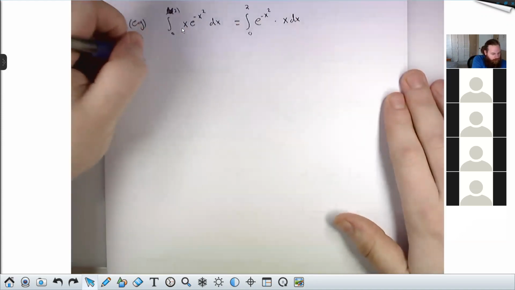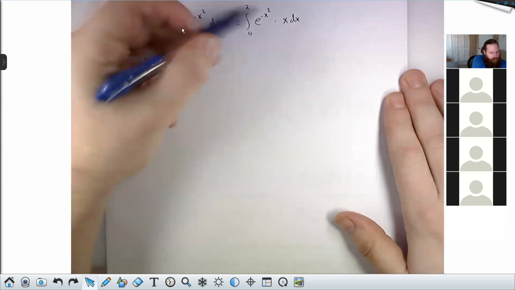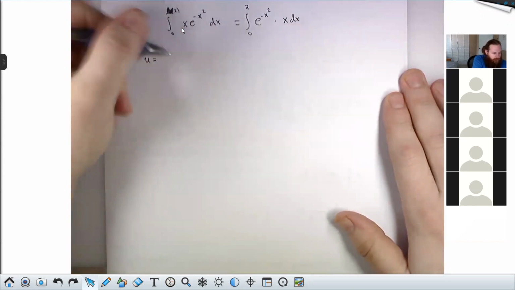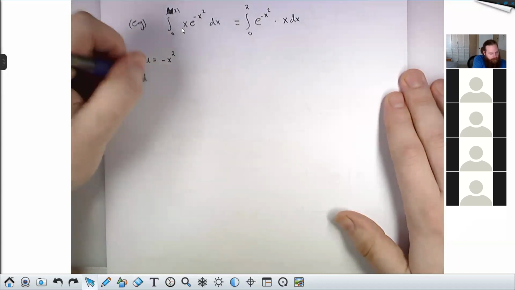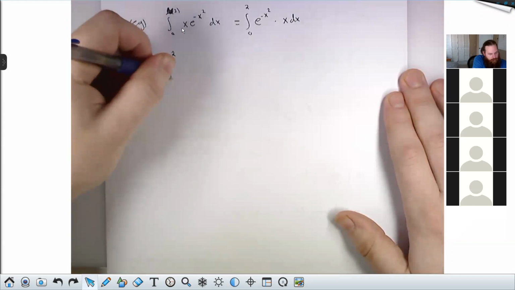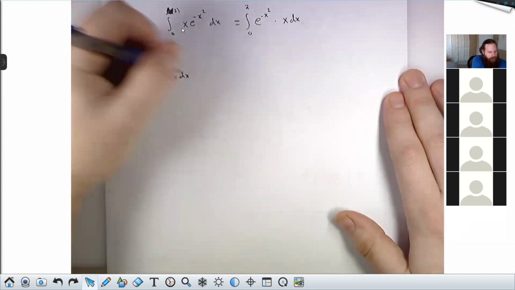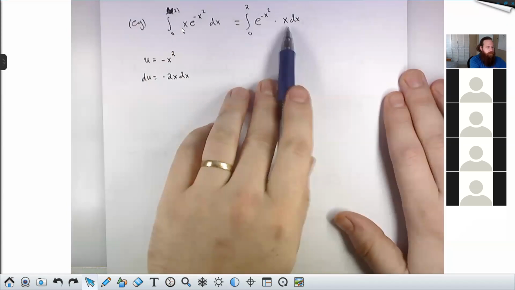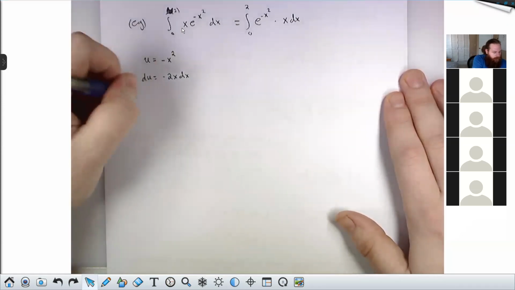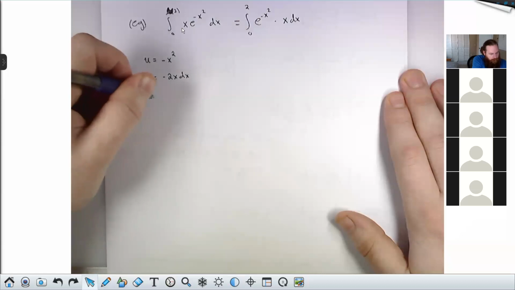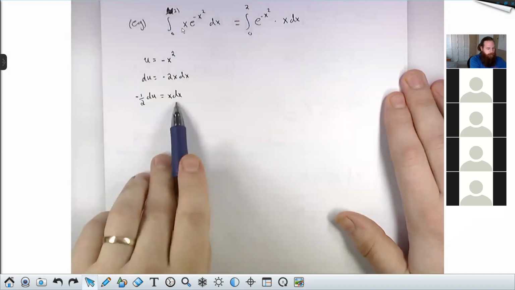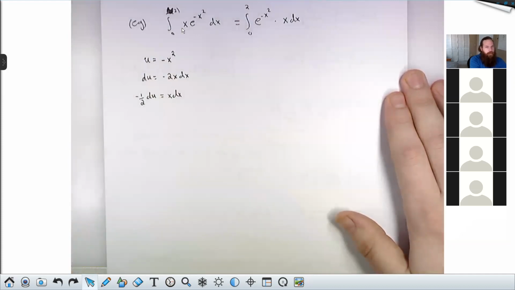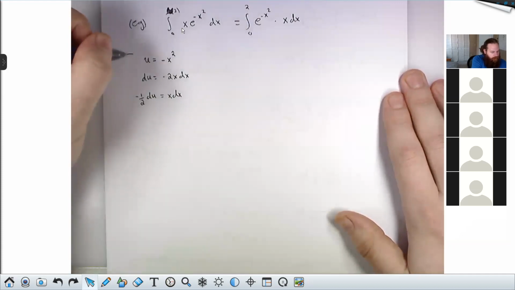And now here's the substitution. The thing that's making this hard is definitely the negative x squared there. If it was just e to the x or e to the u, I would be happy. So let's make u equal to negative x squared. Then du is negative 2x dx, which is not exactly what I have here, but it's a constant multiple of it. So I can say negative 1/2 du is x dx. So x dx, that's what I've got here, is equal to negative 1/2 du. So I'll be plugging that in.